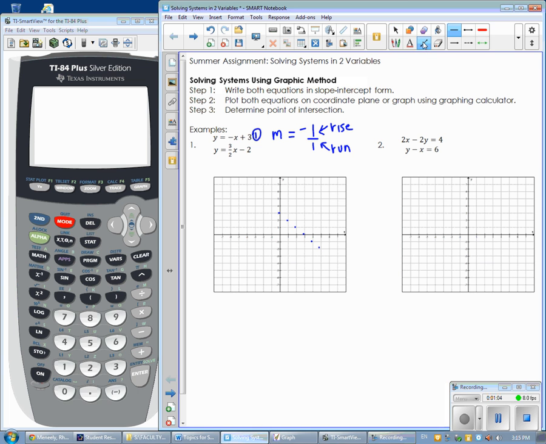Then with your ruler, and you do want to be pretty precise when you're graphing these, go ahead and draw your line. You want it to be as close to exact as possible because we're essentially looking to see where the two lines intersect. So that's the first equation.